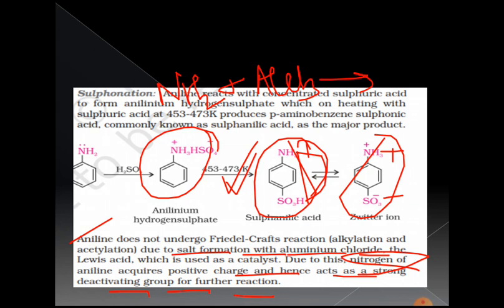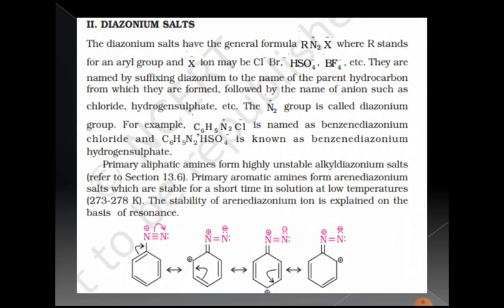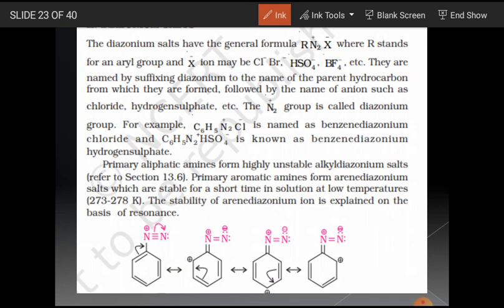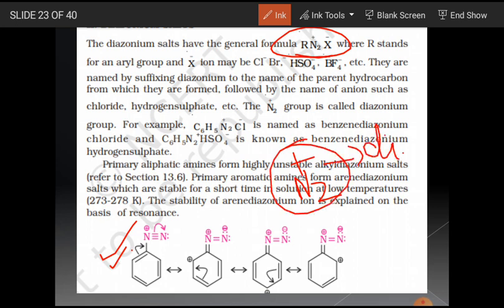Let us now talk about diazonium salts. This is a very easy topic, in fact the easiest topic of organic chemistry. It has a general formula of RN2X. This is the structure. It will have an N2 plus group, which is known as the diazo group. If we have C6H5N2Cl, then it is known as benzene diazonium chloride. If we have HSO4 minus, then it is known as benzene diazonium hydrogen sulfate, and so on.